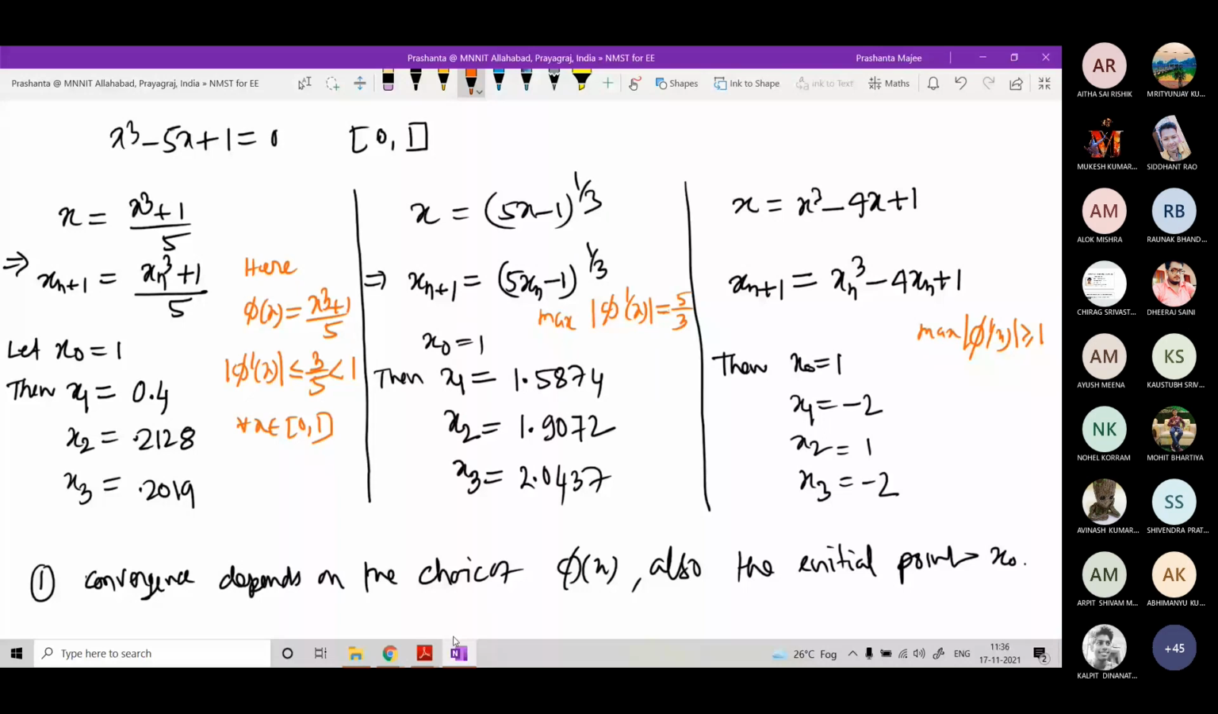And remember, this criteria is a sufficient condition, not necessary. Agar derivative of phi function 1 se chhote hote hain, to aapko hamesha root milega. Agar 1 se bade hote hain to mil bhi sakte hain, nahi bhi mil sakte hain, for example in this case, in the second case. Okay, but you cannot work in an arbitrary manner. You must be sure for which phi function you will get a root. So you will choose the phi function in such a way that its derivative is less than 1 in the considered interval. Is that clear to you how this successive approximation method works?